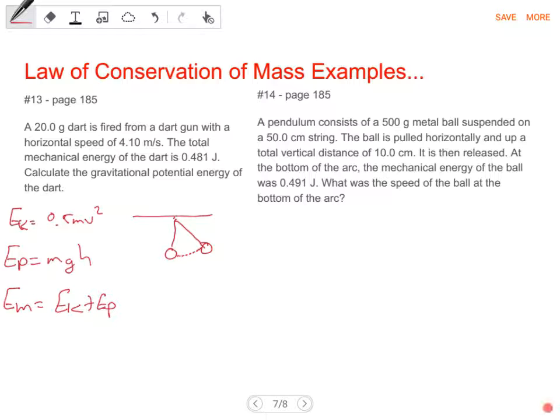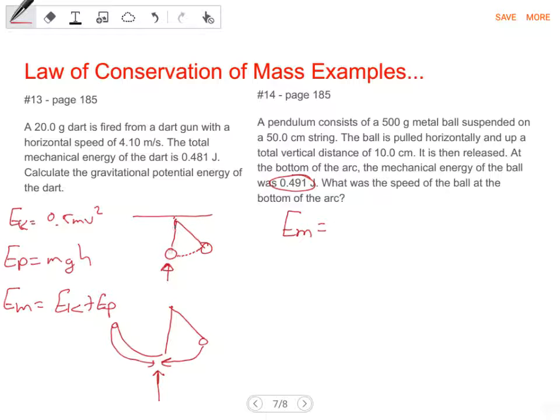Now, what we know here, everyone, is we have mechanical energy. They have told us that value. They also want to know what was the speed of the ball at the bottom of the arc. Well, if you think of it, the pendulum might be pulled up here, and it might come down over here, and then it might go back up and then swing back down. But think of it. At this point right here, what kind of energy do you have?